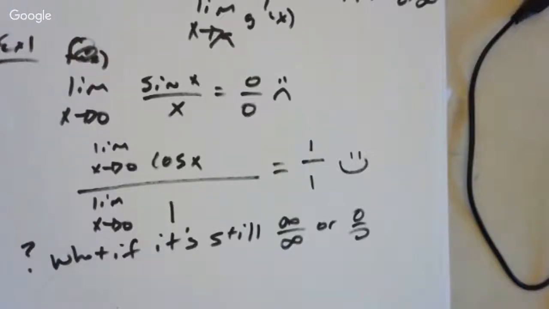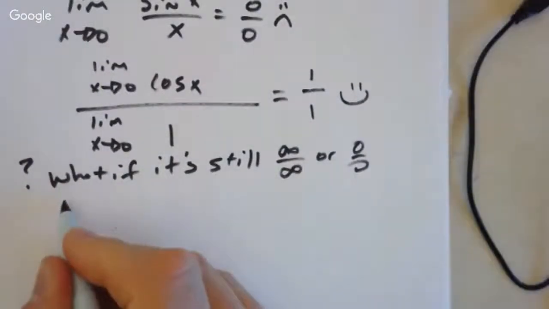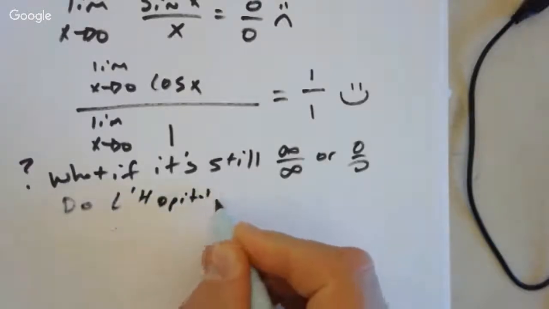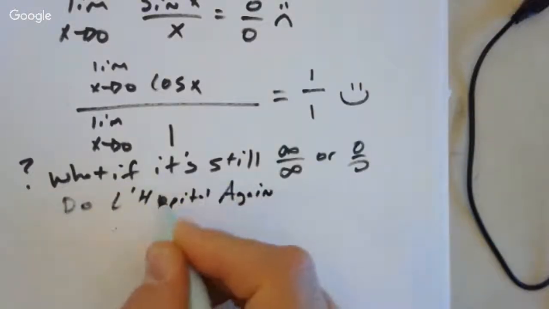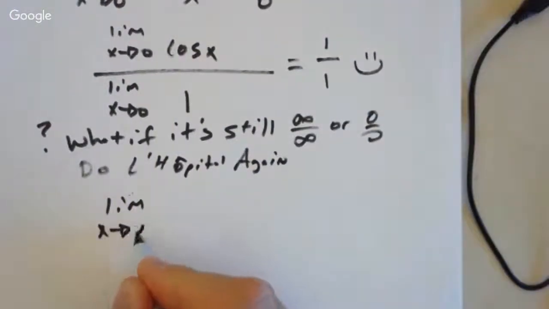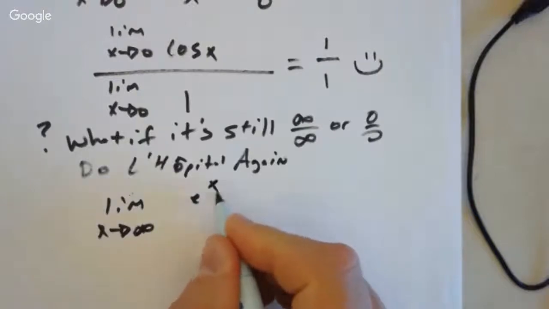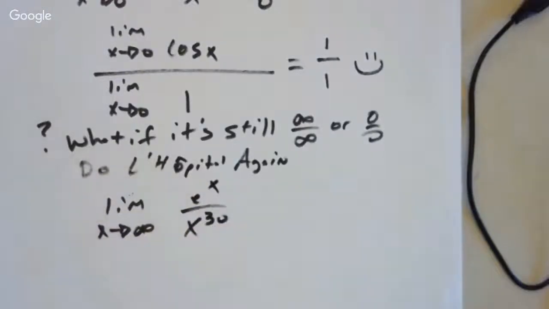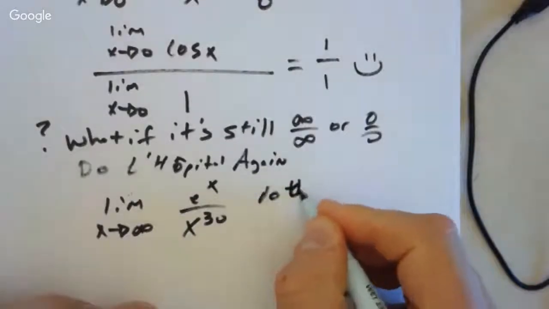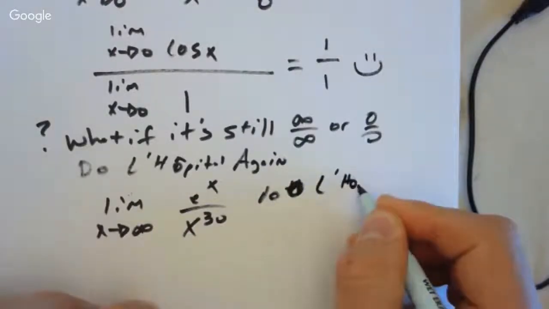But yes, let me give you one to do. I'll take your question, but let me give everybody one to do real quick. So what if it's still infinity over infinity? We do L'Hopital again. In fact, like a problem like the limit as x goes to infinity of e to the x over x to the 30th, how many times do we have to do that to actually be able to find it? Yeah, we just do L'Hopital's 30 times.